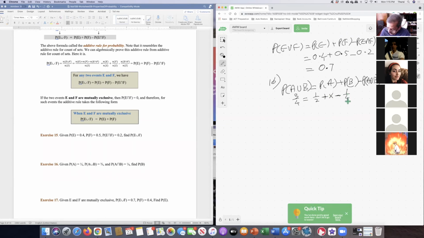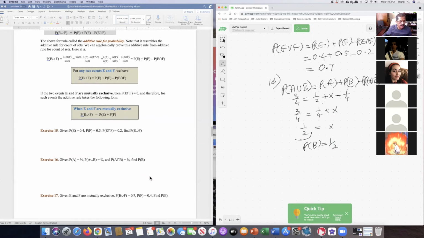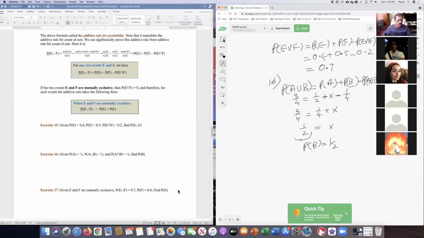So we need to solve this for X. So 3/4 equals half minus 1/4, which is 1/4, plus X. So X equals 3/4 minus 1/4, which is half. So the probability of B equals half. So they're straightforward questions. So let's go to problem 17. The events are mutually exclusive. So our formula becomes what?